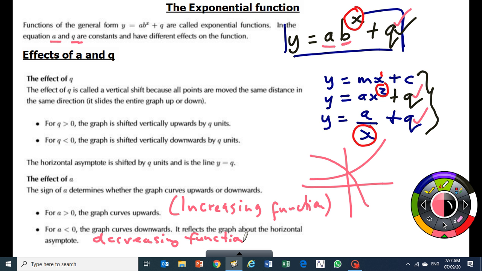Please, I want you to know and remember that the Q represents the vertical shift. The A for the exponential function determines the curvature, whether it is curving upwards or curving downwards. And the function has a horizontal asymptote. The curve can be above the asymptote or below the asymptote. If A is negative, then it will be below the asymptote. If it's positive, it will be above the asymptote. So that's what you must remember always.